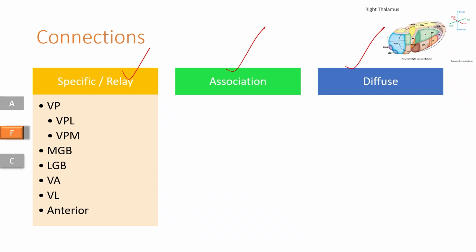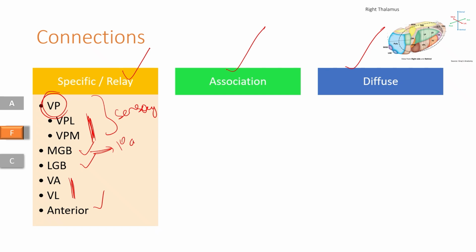Now what comes under specific nuclei? I told you about the VP, the ventral posterior, which has two subnuclei, the VPL and VPM. Then the MGB, LGB, VA and VL, and the anterior. These are all specific because they are going to specific regions of the cerebral cortex. For example, VPL and VPM is going towards the postcentral gyrus, the sensory cortices, right? The postcentral gyrus, the primary sensory area, that will be the target.